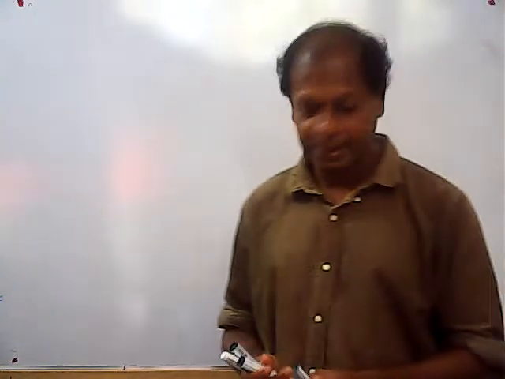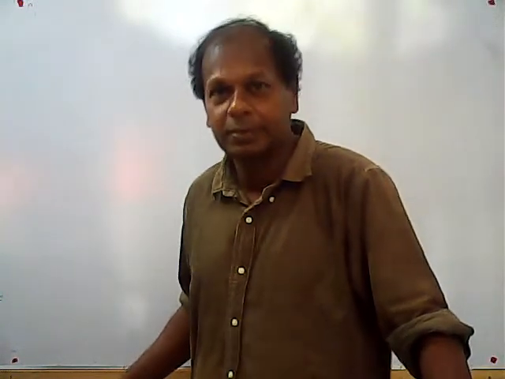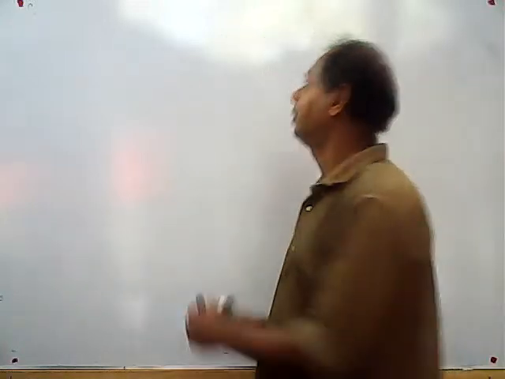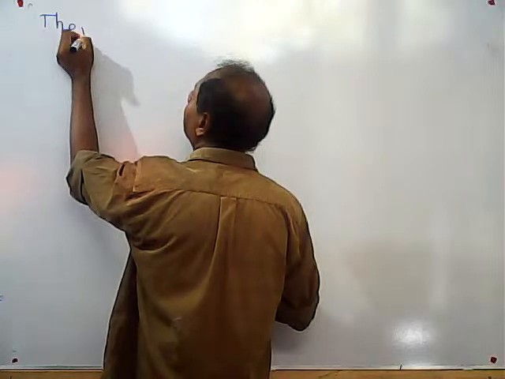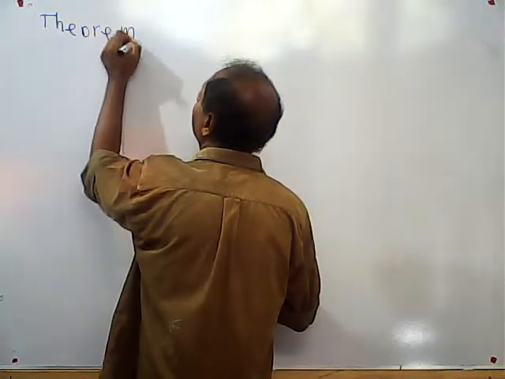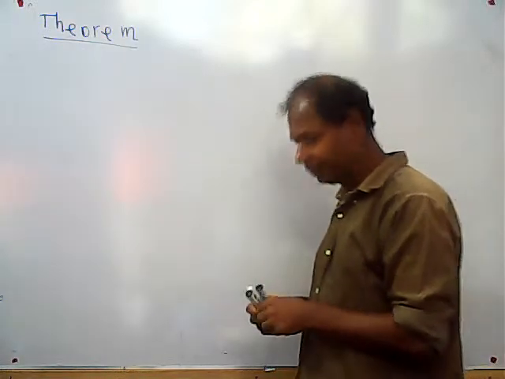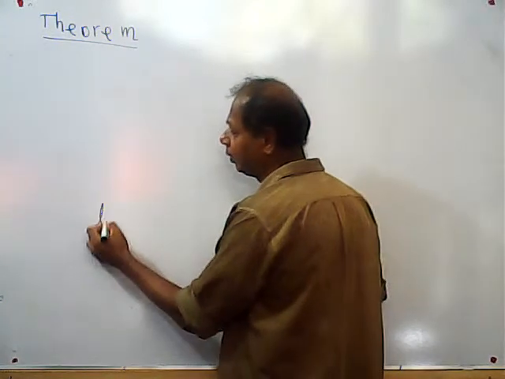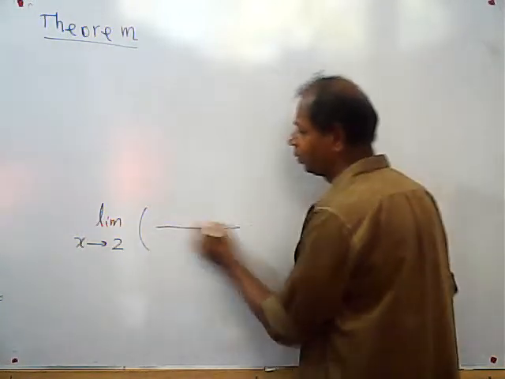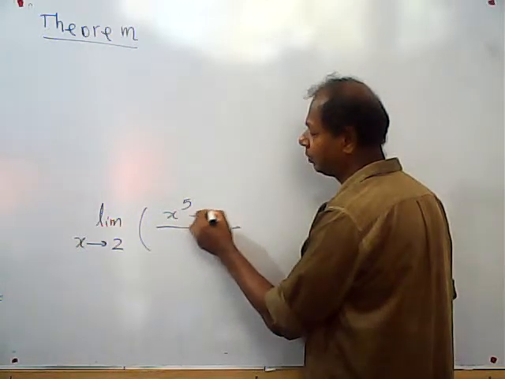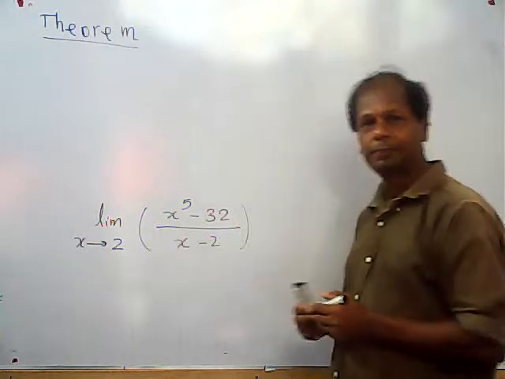Right. So the third method, as I said, is the theorem. We are going to see two theorems next. I'll use some example. Earlier, at the beginning, I gave some example like this. If you remember, somewhat similar to this, I gave you the limit as x goes to 2 of (x to the power 5 minus 32) divided by (x minus 2), right?